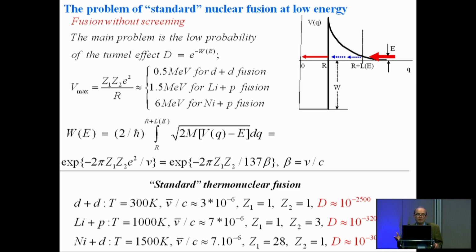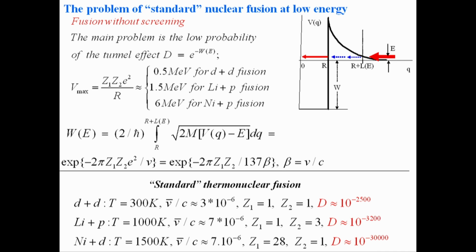The problem of standard low-energy nuclear fusion, what is the main problem? The main problem is the very low probability of the tunneling effect. Of course, it's described by a very simple expression, and because of the very high magnitude of the potential barrier, the probability is very low. For example, for standard thermonuclear fusion, the most simple reaction D plus D at room temperature has a probability of 10 to the power of minus several thousand. For lithium plus proton, approximately the same, a very small value.